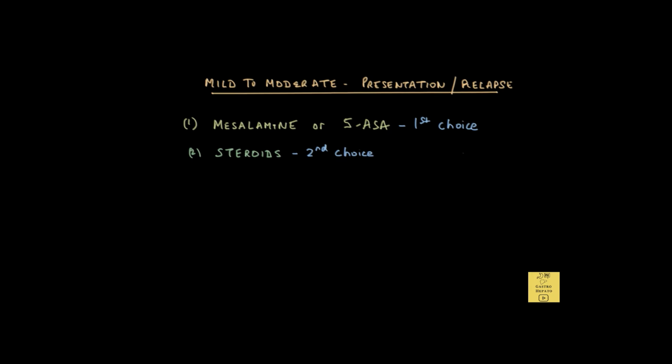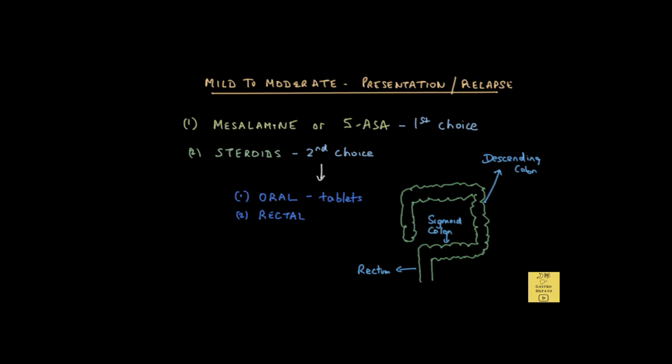Both mesalamine and steroids can be administered in two ways. They can be given orally in the form of tablets, or they can be given in rectal form, in the form of suppository or enema. If you can imagine that this is the colon in green, these medicines can be given rectally in different forms.